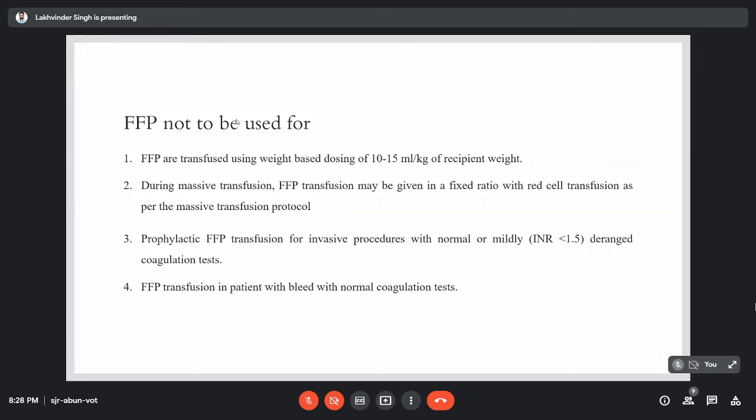I think there's some confusion here. This is a wrong slide.